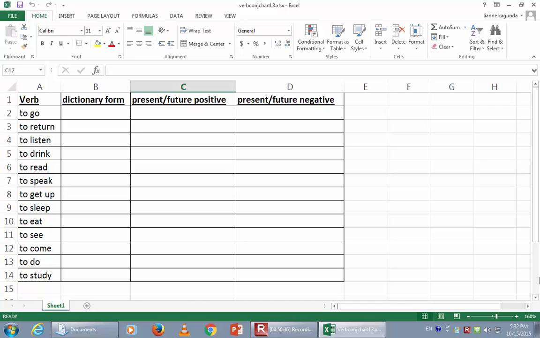You can also use kaeru for returning home. So uchi ni kaerimasu. And if you're going to someplace, let's say you're at school now, but you want to go to the post office. Yubin kyoku e ikimasu, or yubin kyoku ni ikimasu. So if it's a physical location, you can use ni or e.